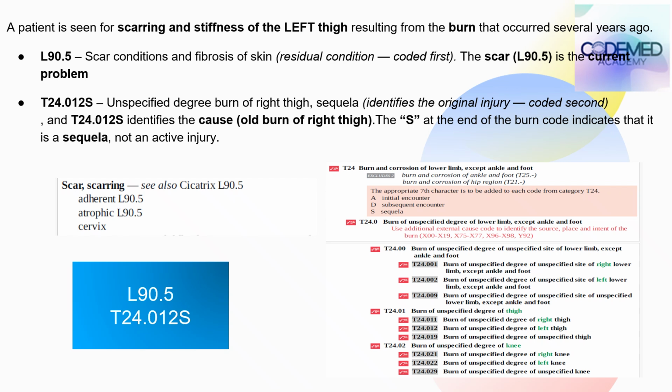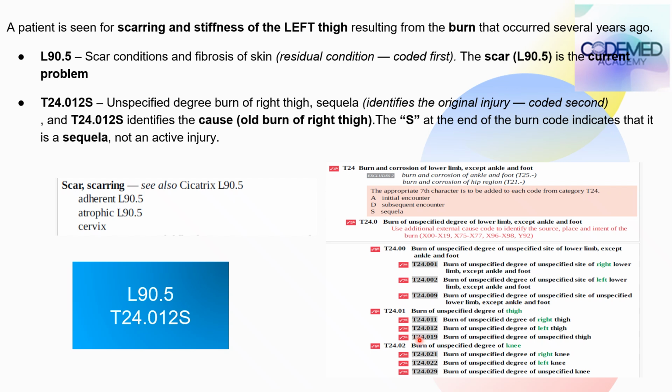And then the second code will be T24.012S. Now this is the unspecified degree burn of the right thigh, sequela, and because S at the end of the burn code indicate that it is a sequela and not a active injury. So how will I find? I will go to the burn of the unspecified degree, because I don't have the degree of the burn of the left eye.